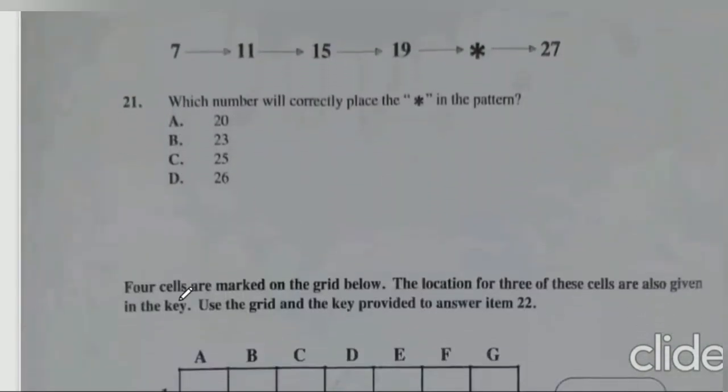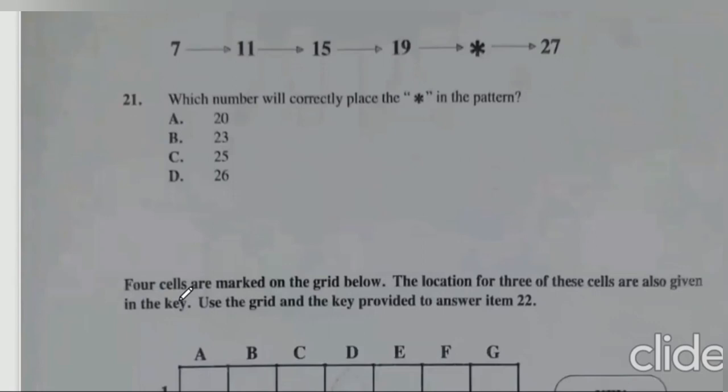Now we're going to the math part of the ability test. It says to examine the pattern below. Use it to answer item 21. So first, let's find the rule in this pattern. 7, 11. This looks like we add 4 here. 11 and 15. It looks like we add 4 again. 15 and 19, it looks like we add 4. The rule looks like we need to add 4. So 19 plus 4 would give us 23, and 4 plus 23 would give us 27. So which number will correctly place the asterisk in the pattern? That would be 23.